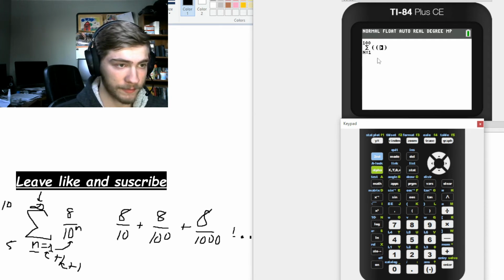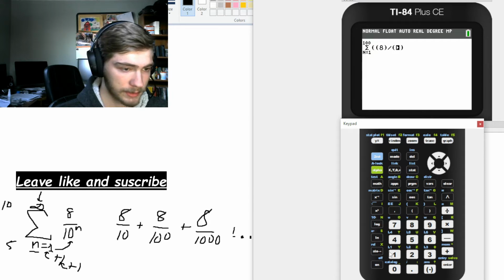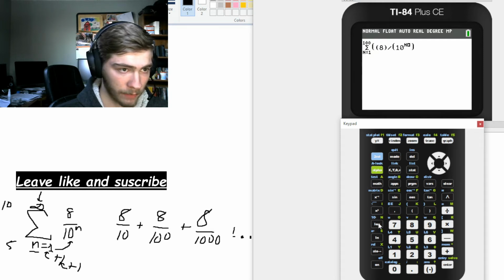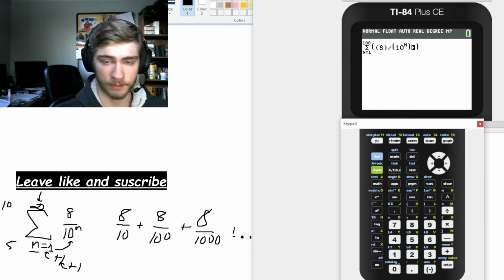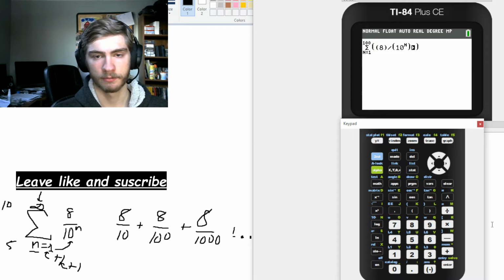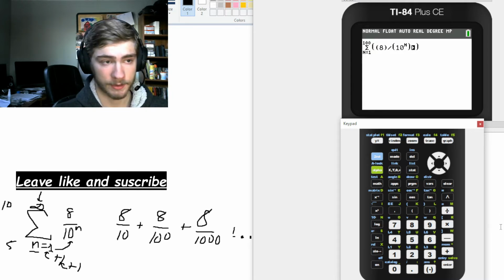And so we do parenthesis, 8, end parenthesis, divided by, parenthesis, 10, caret button, remember that, to the n power, alpha n, right to get down, end parenthesis. You can never use too many parentheses. Just make sure they're correct.